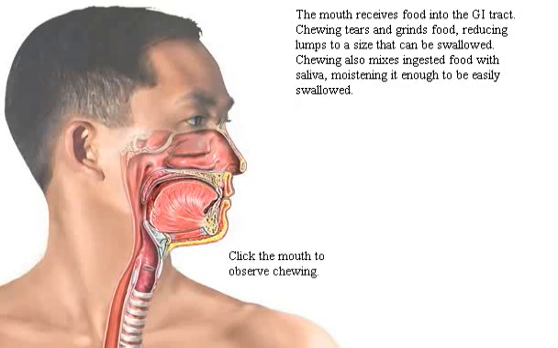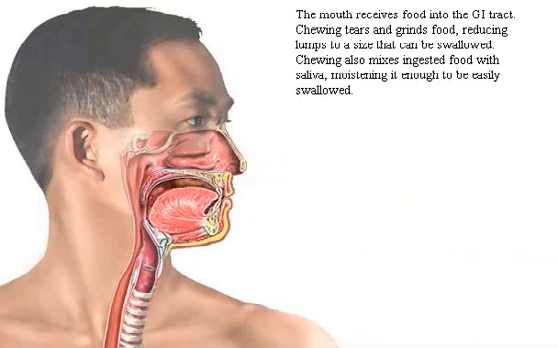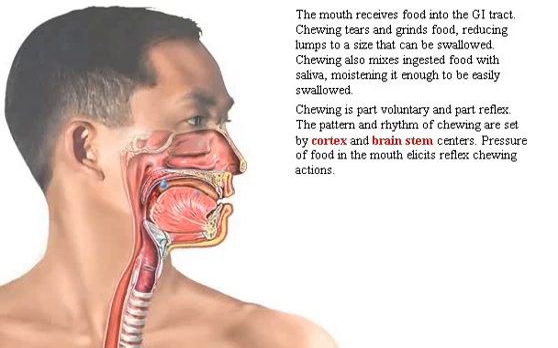Click the mouth to observe chewing. Chewing is part voluntary and part reflex. The pattern and rhythm of chewing are set by the cortex and brainstem centers. Pressure of food in the mouth elicits reflex chewing actions.